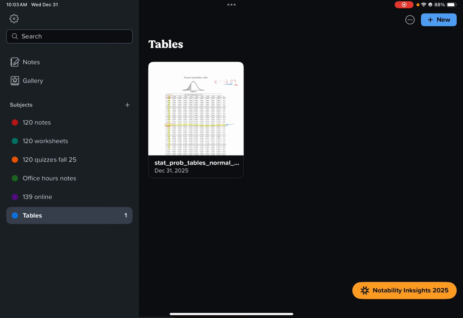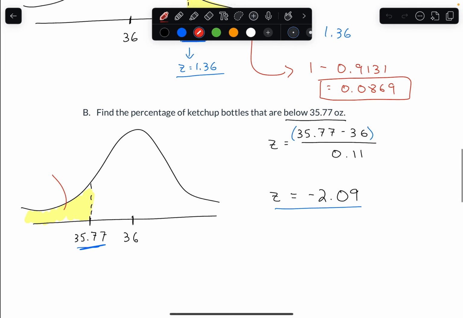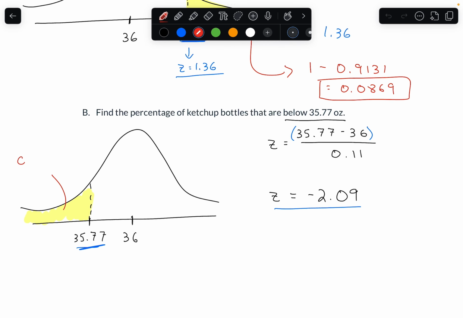I'm going to go ahead and hop back over and make that my answer. This area is 0.0183. The only thing I have to do real quick is convert this to a percentage. As it's written right now, that table will only give us probabilities. So that is just 1.83%. So just be careful as you're working on the homework that you read whether the problem's asking for a percentage or a probability, because it may ask for either one.